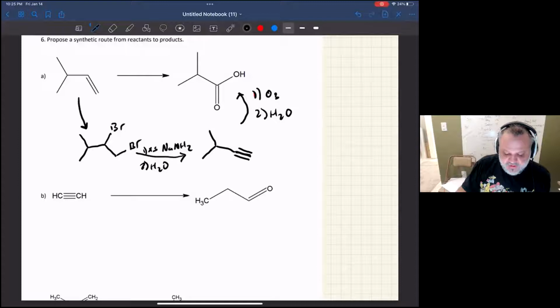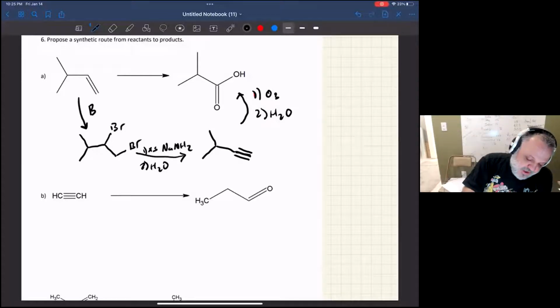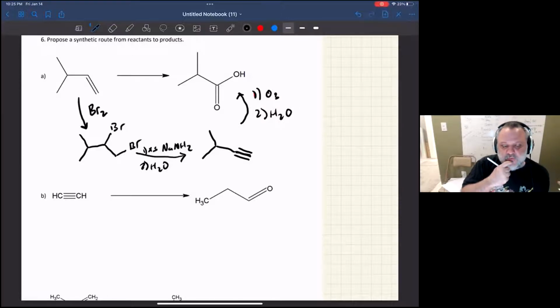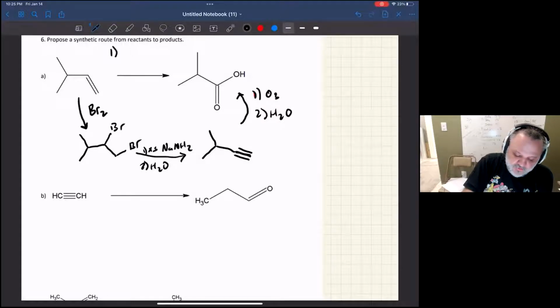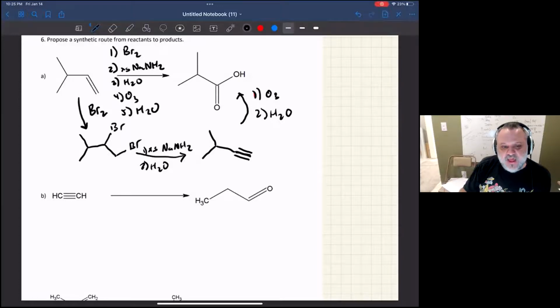What can I do? Can I get a Br2 added across a double bond? Well, of course, if we go back to our alkene chapter, we could just do a Br2 reaction there. So then let's put it all together. What are the steps? Br2, excess sodium amide, water, then O3, and then water again. And so that's the synthesis solution for that reaction.